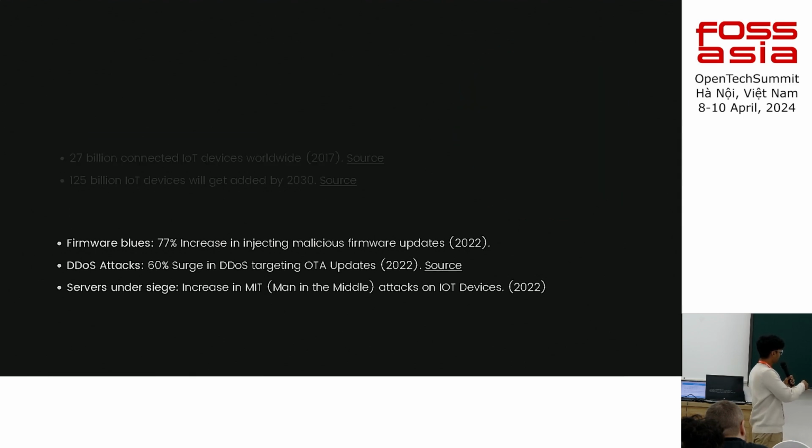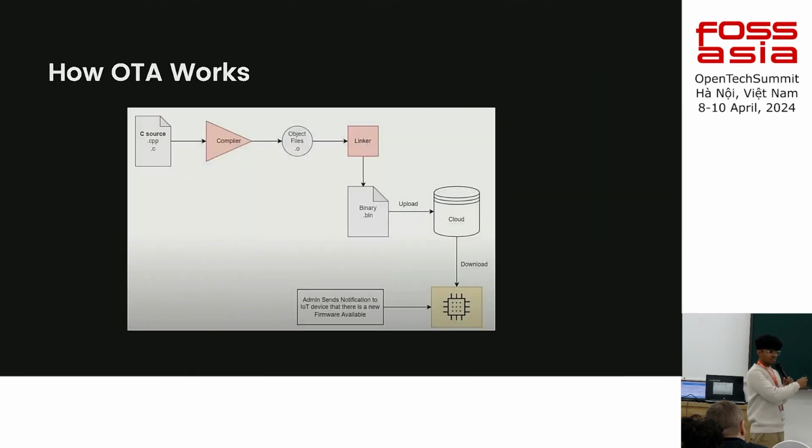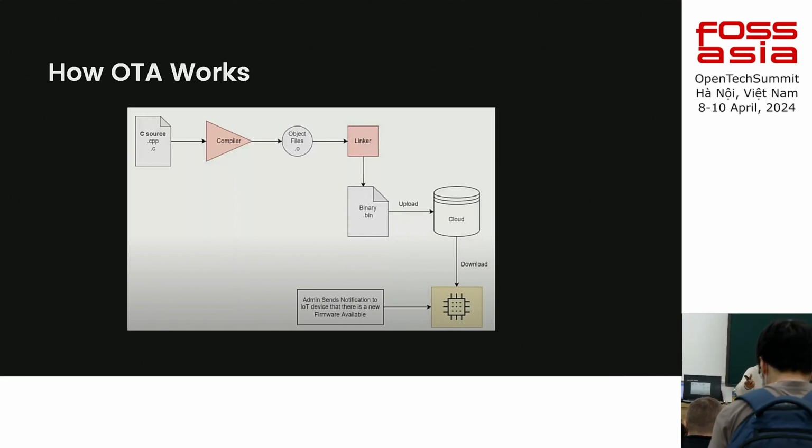Now let's understand how over the air update technology works. The first step is you have your C source file, in which your firmware is written. Then you compile it to object files using a compiler, and then you link it using a linker to a binary file. Then you upload this binary file to your centralized OEM server. And then the IoT device, which you can see at the bottom, pulls the update from the centralized server, as well as the hash, and then it recalculates the hash. We can see this in the next slides also.